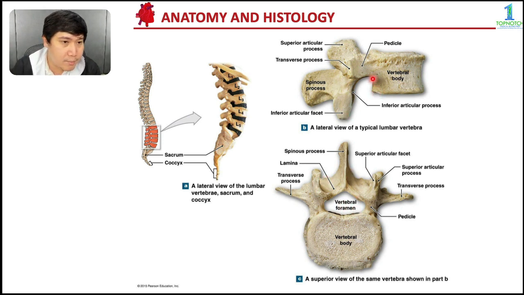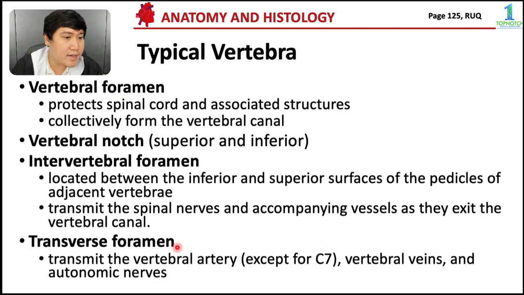You have the vertebral notch here. And again, when you stack the vertebrae together, you will have intervertebral foramina, wherein the spinal nerves will exit. And in the cervical region, you have the transverse foramen. Your transverse foramen will transmit the vertebral artery, except for C7 because the transverse foramen in your C7 is rudimentary.